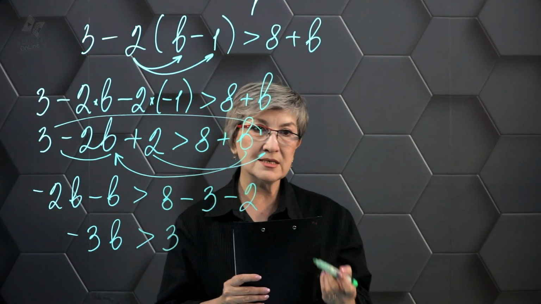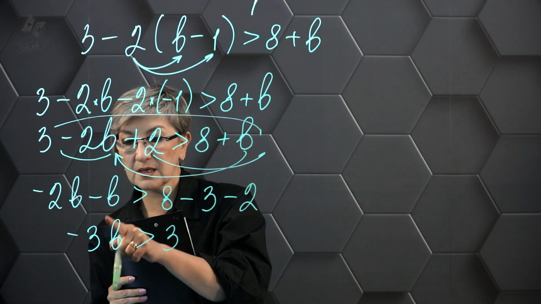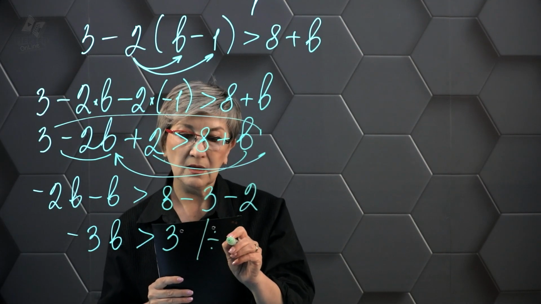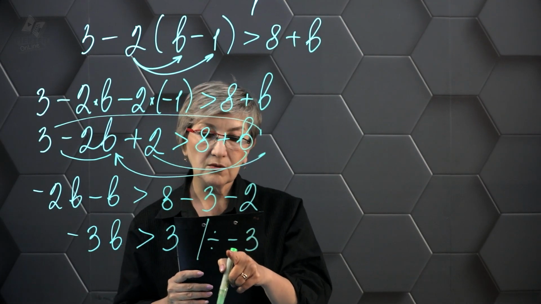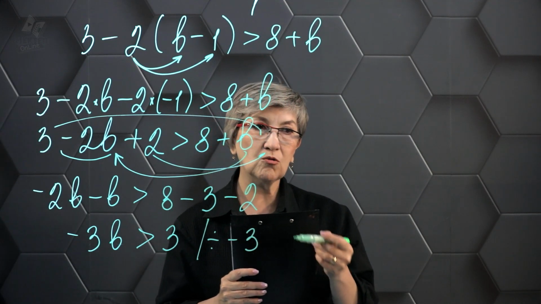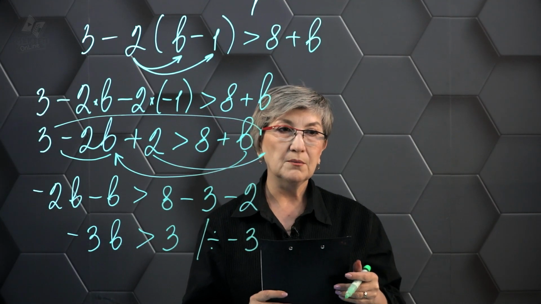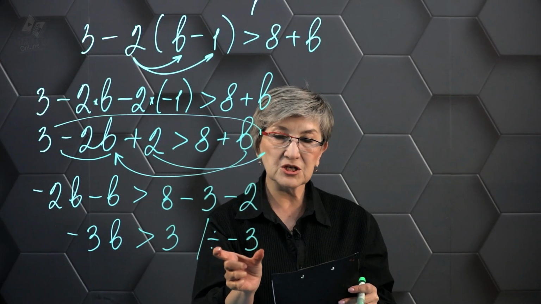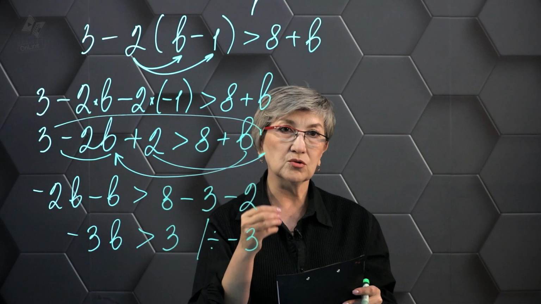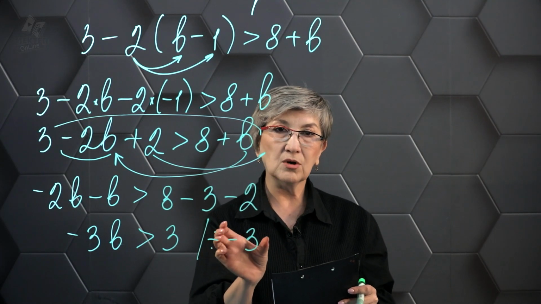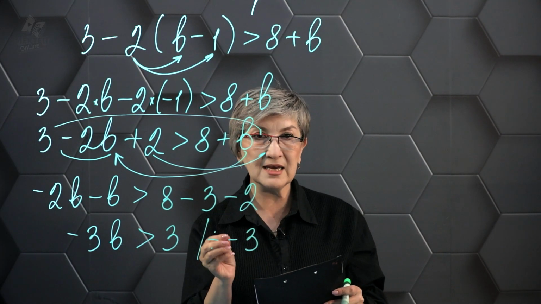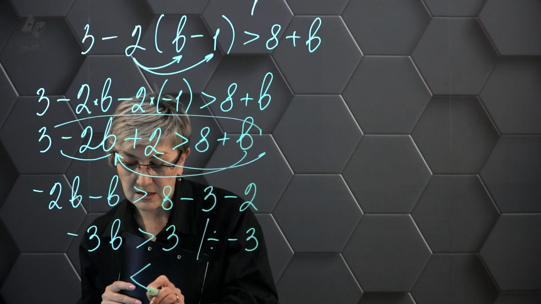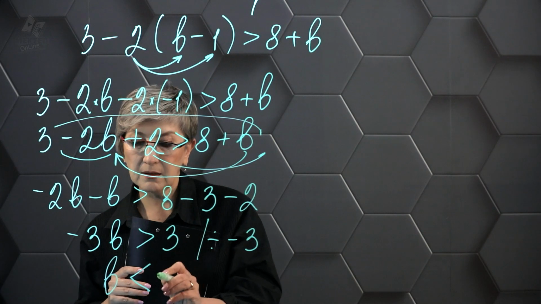We can see that we need to divide by the coefficient that's written next to the variable. And that coefficient is minus 3. Notice that you have to write down what number you're dividing by. Why? Because there's a rule in inequalities. When you divide by a positive number, the sign of the inequality doesn't change. But once you multiply or divide by a negative number, in this case, the sign of the inequality changes. And then we get b less than minus 1.